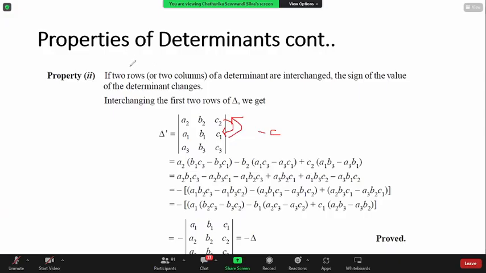Right? If two rows or two columns of a determinant are interchanged, the sign of the value of the determinant changes.